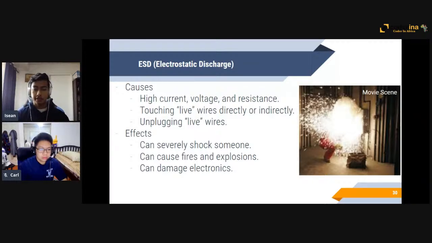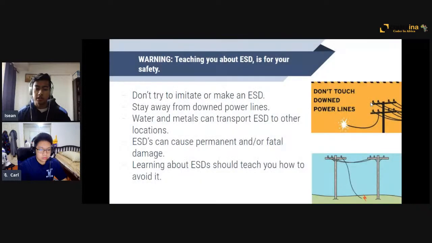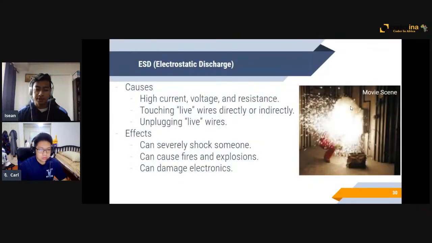On the right, you can see an effect of a powerful ESD. Oh, this is from a movie scene. So, one thing you can't really see in the picture is the overwhelming light that happens. You can obviously visualize the overwhelming sparks and probably even damage, but there's a blinding light that happens when an ESD happens. So this leads into the first effect.